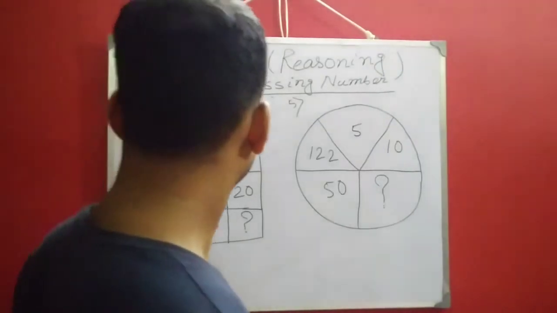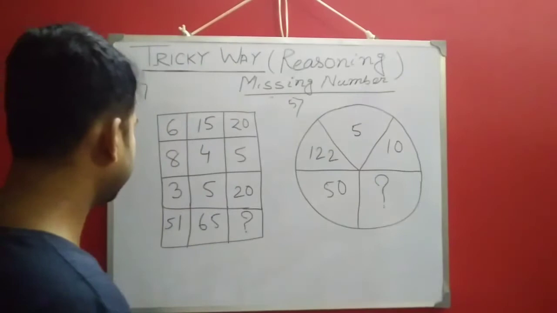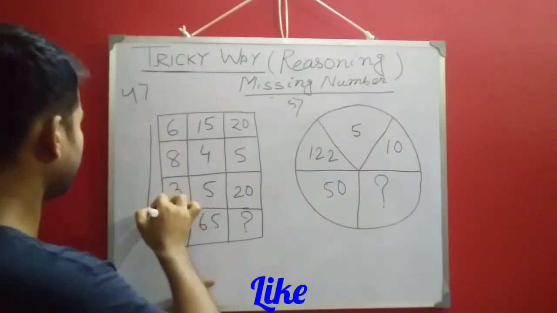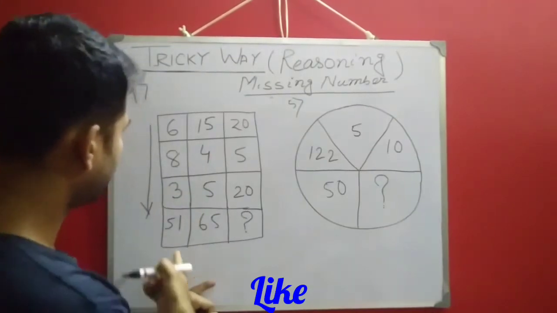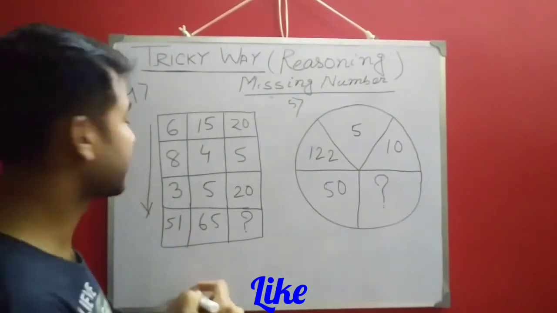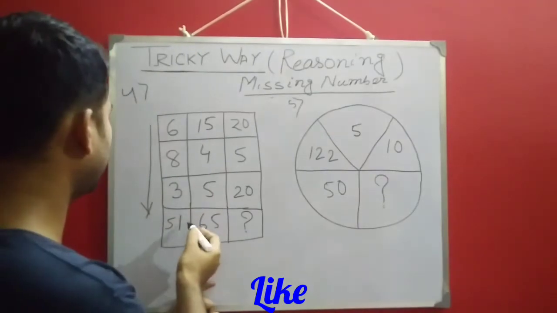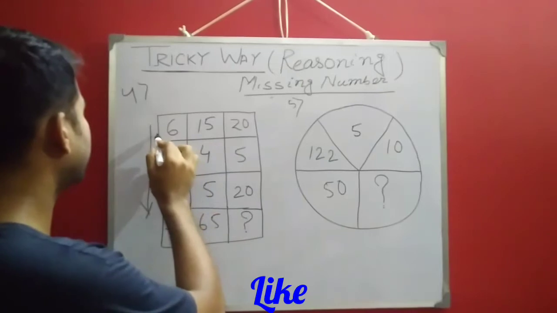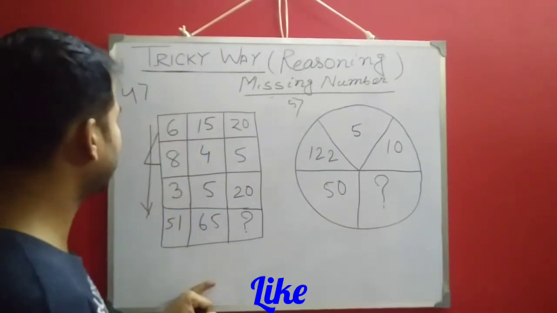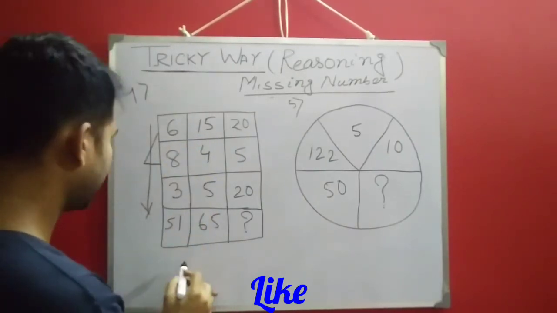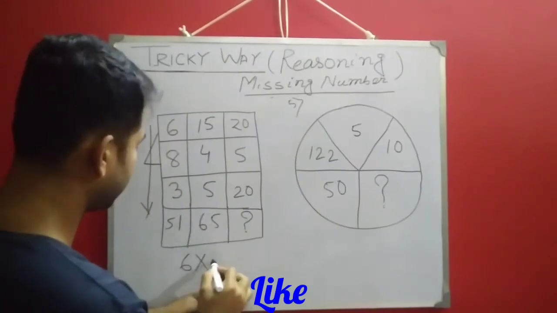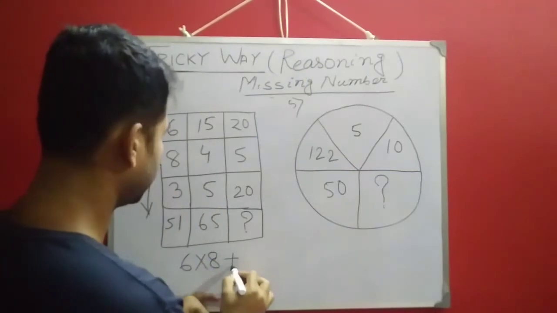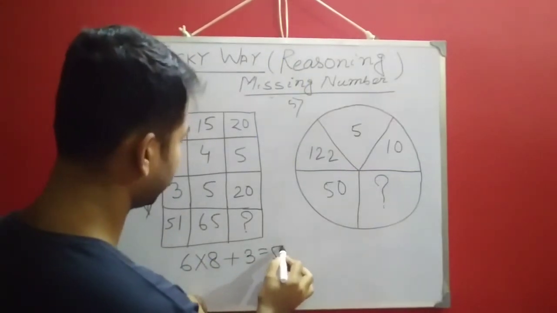Moving to our next example. What is here? Here the operation works this way, because it is the biggest number. So how can we get 51? We first multiply these two values, 6 into 8, and add the base value, equal to 51.